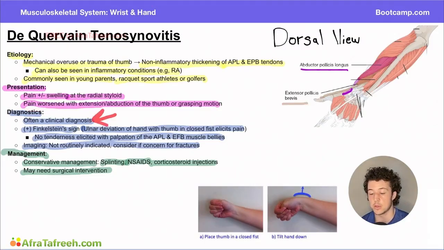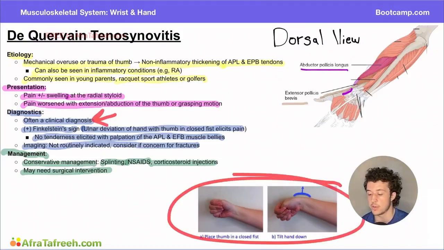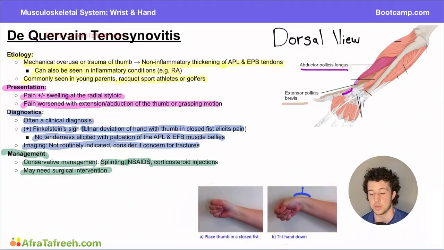This is usually a clinical diagnosis, and especially with a positive Finkelstein sign, we want to think about this. Imaging is not typically indicated, especially if we don't consider there to be a high risk of a fracture. Conservative management with pain medication and rest are often enough to resolve these symptoms, but if not, we may need to resort to surgical intervention.